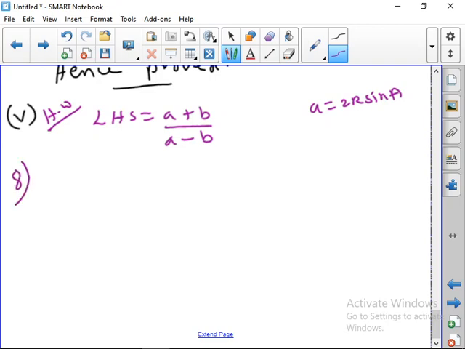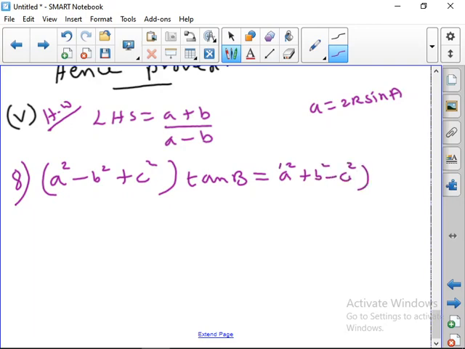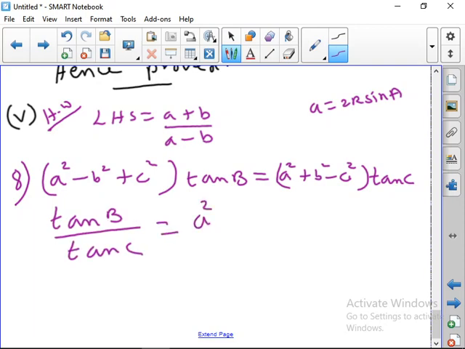Eighth question also you can do it for homework. What is given? (a square minus b square plus c square) into tan b is equal to (a square plus b square minus c square) into tan c. So this we can write as tan b by tan c. tan c left hand side கொண்டு வரோம், denominator போயிடும். Then a square plus b square minus c square by a square minus b square plus c square. Okay, இத மாதிரி எழுதுறோம். Is it clear?